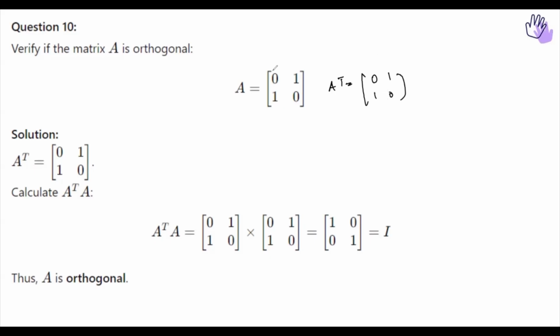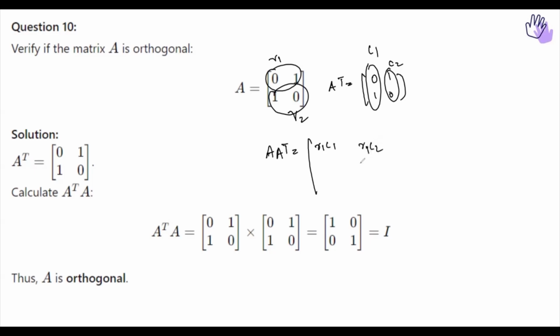Now how do you multiply? This is row 1, this is column 1, right? And this is row 2, this is column 2. So in the multiplication, this will be R1 C1, this will be R1 C2, this will be R2 C1, this will be R2 C2, right? So R1 C1 means 0 1 multiplied by 0 1. That will give you 1. Okay, so that is 1.